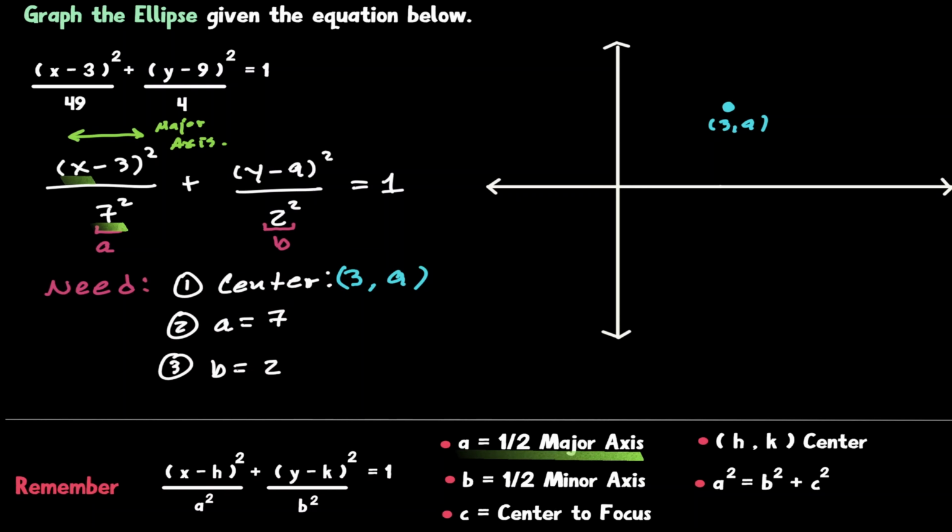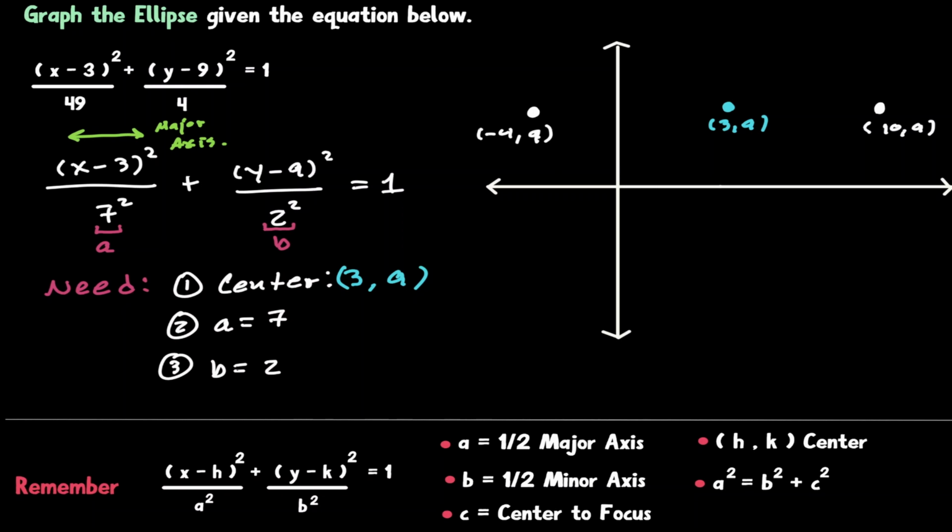So we are saying that from the center, if we go 7 units to the right, which I'm going to say is somewhere around here, I'm going to get one endpoint of the major axis, which is going to be at the location (10, 9). We are at 3, and if I move 7 units to the right, I end up at 10, and the same in the other direction. From the center, I go 7 units to the left, which I'm going to say is somewhere around here. I'm going to get the other endpoint of the major axis, which is going to be at the location (-4, 9). If I'm at 3 and I move 7 units to the left, 3 minus 7 is equal to -4.